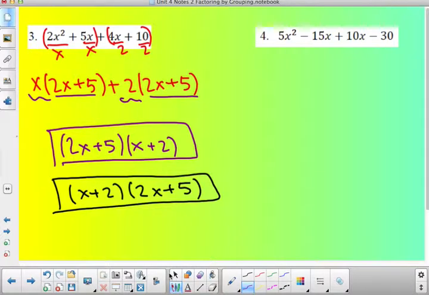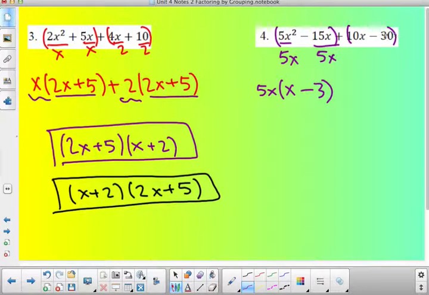In number 4, I have 5x squared minus 15x plus 10x minus 30. So I can group the first two, group the last two. From the first group, I have 5x squared minus 15x. I can divide by 5 and x from both of those. So that's what comes out front, 5x. And from the first one, 5x squared divided by 5x is just x. From the second one, negative 15x divided by 5x is negative 3.